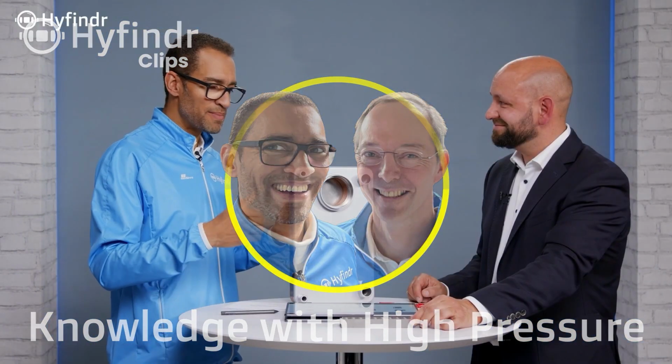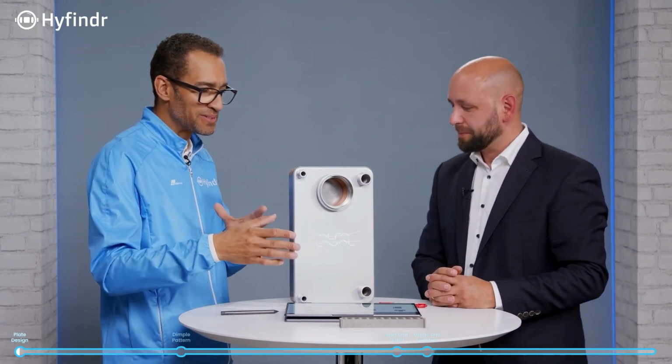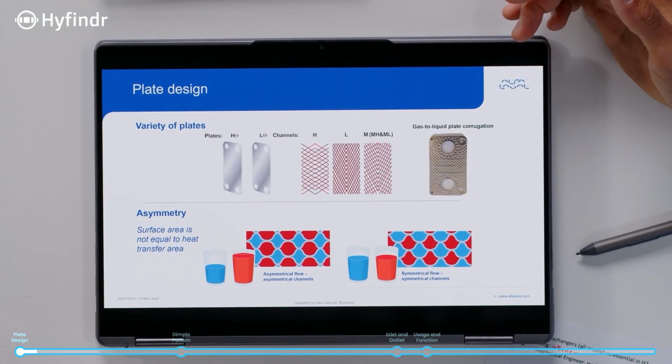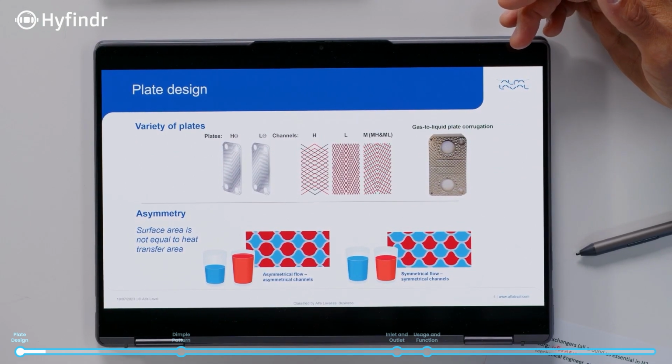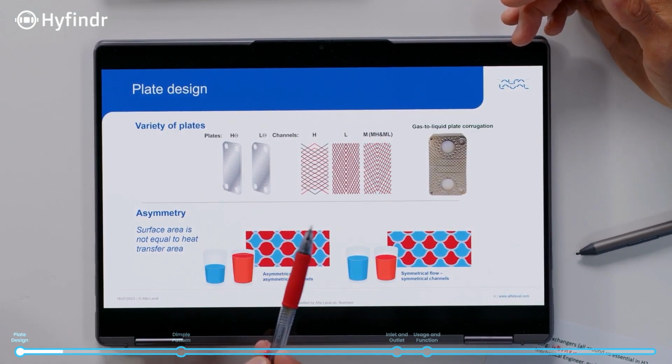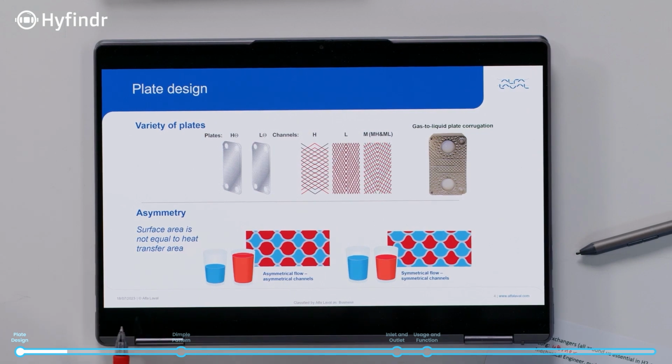So maybe taking us a little bit deeper, I know there are some things to know about the metals and the plates. Can you tell us a little bit more about that, Georg, please? Yeah, absolutely. There are different corrugations and plate types needed in a heat exchanger. As we see here, there's a high theta plate, a low theta plate, and you can mix both with each other, then you get an M plate, an M channel.